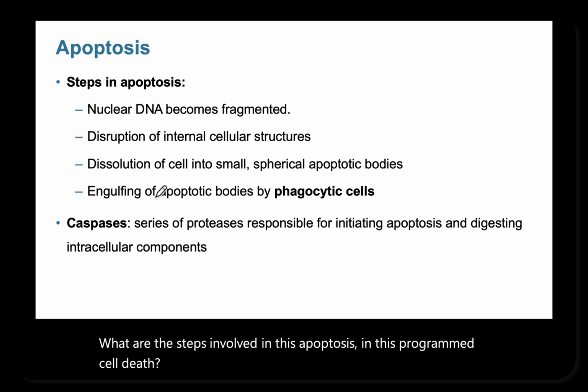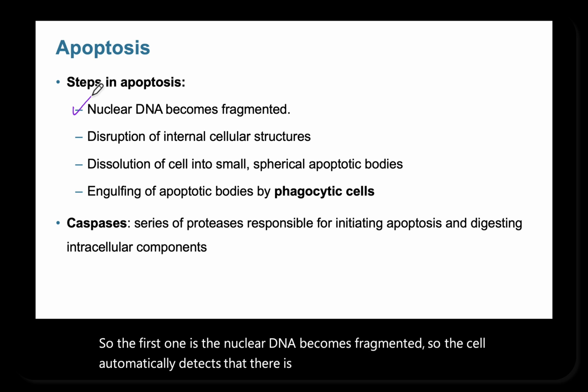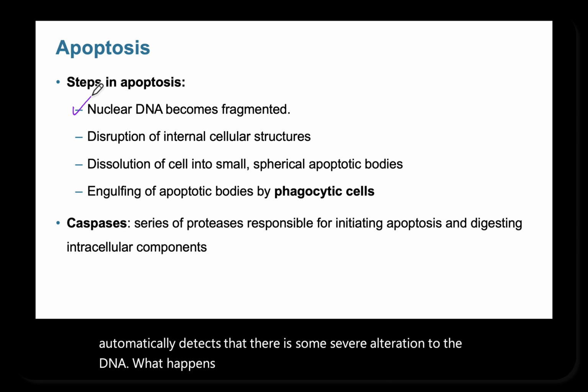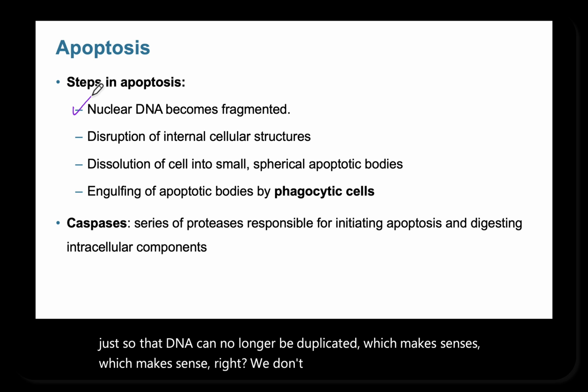So the first one is the nuclear DNA becomes fragmented. The cell automatically detects that there is some severe alteration to the DNA. What happens now is that the cell starts breaking that DNA just so that DNA can no longer be duplicated, which makes sense, right? We don't want that DNA to be passed to another cell.